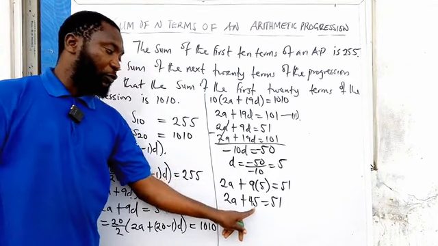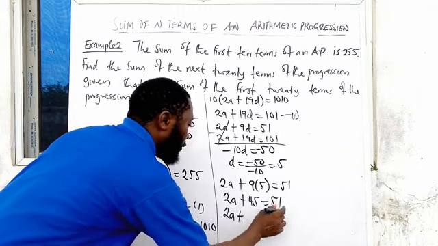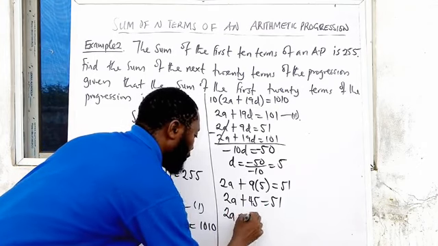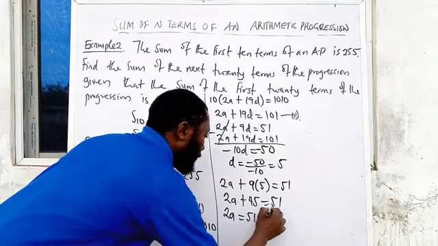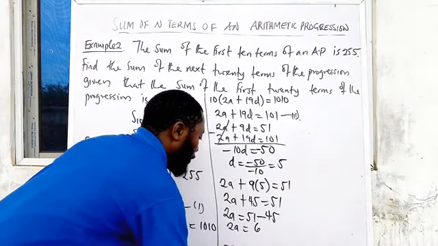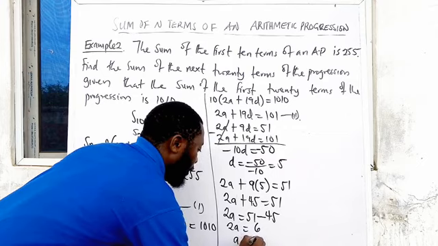Now to simplify this, we move 45 to the other side. So we have 2a equals 51 minus 45. And 2a equals 6. Divide both sides by 2. So a equals 3.